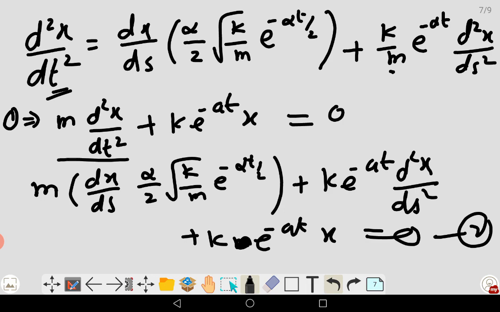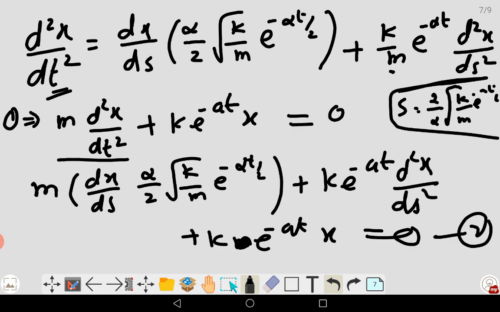Our s, you should remember what is the given s. Given s is 2 over alpha square root of k over m into e power minus alpha t over 2. This was given, so we have to get s here. What is missing here? 2 over alpha. You should multiply by 2, so 2 square we should multiply here. Then 2 will be in the numerator, alpha square in the denominator.